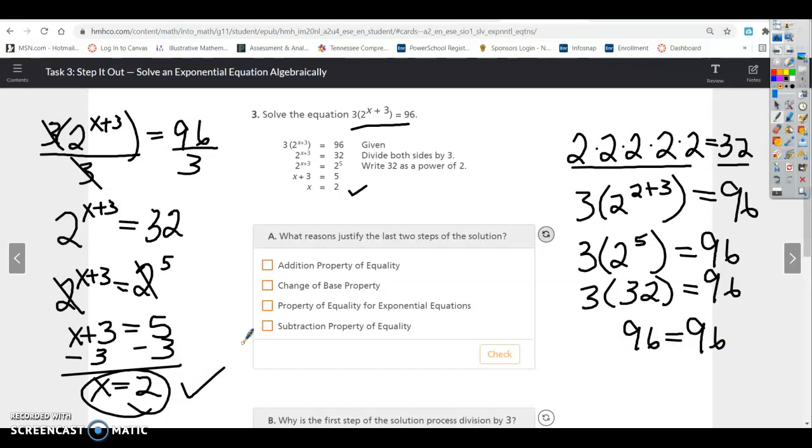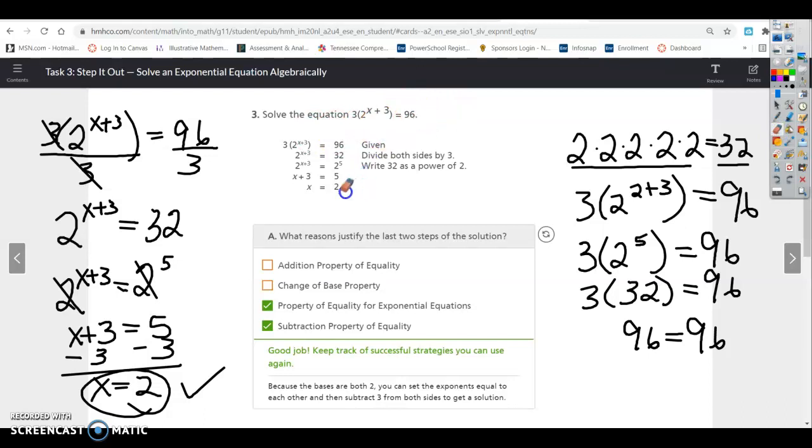Okay? All right, so let's see what the question asks in this problem. What reasons justify the last 2 steps of the solution? All right, so we've gone from here to here. In order to rewrite this, that's going to be your property of equality for exponential equations. We just went from 32 to 2 to the 5th. We just rewrote that as an exponent. And we're working with equations, so that's called the property of equality for exponential equations. And then we subtracted 3 from both sides to get 2. That is just your subtraction property.